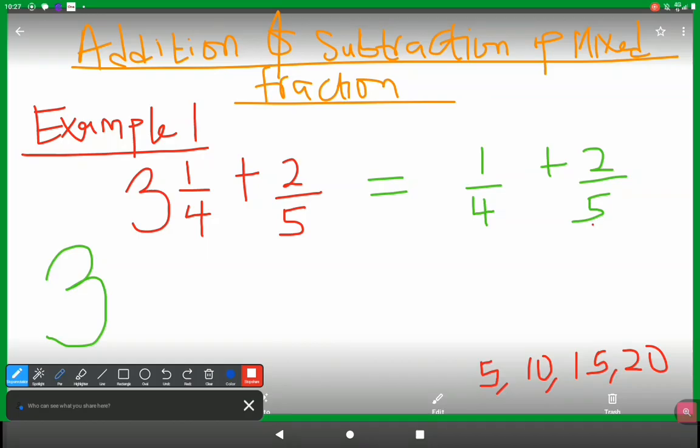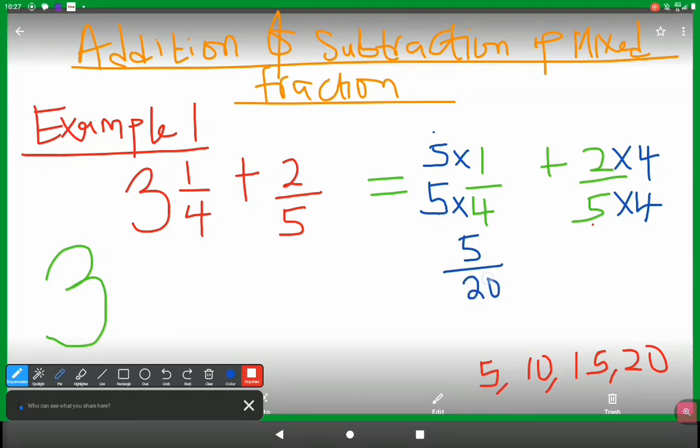So how can I turn the 4 into 20? You multiply by 5. Same thing you did to the denominator, multiply the numerator by 5. How do you turn the 5 into 20? You multiply by 4. Same thing, you multiply the numerator by 4. Now, 5 times 1 becomes 5, and 5 times 4 becomes 20. Put the plus sign there. And also, 4 times 2 will give you 8, and 4 times 5 will give you 20.